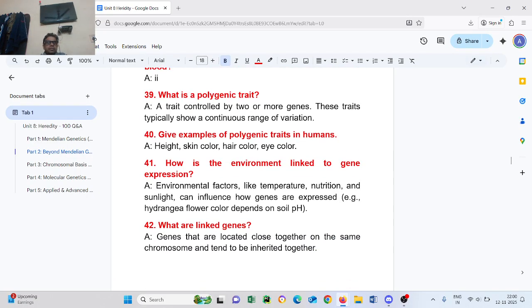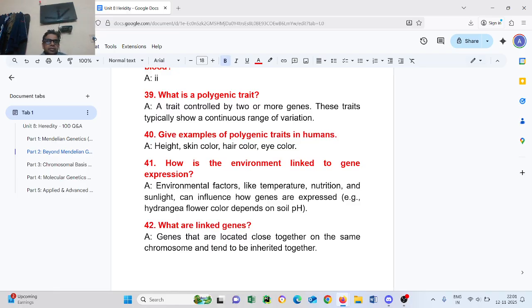Question number 41. How is the environment linked to the gene? Environmental factors like temperature, nutrition, and sunlight can influence how genes are expressed. Example: hydrangea flower color depends on soil pH.